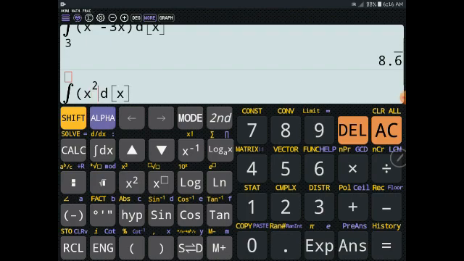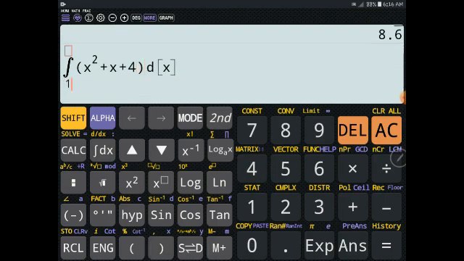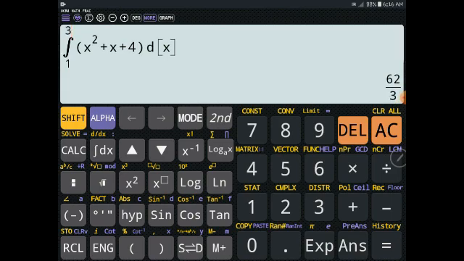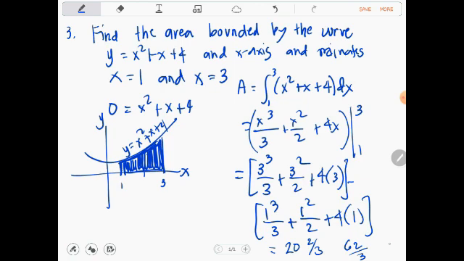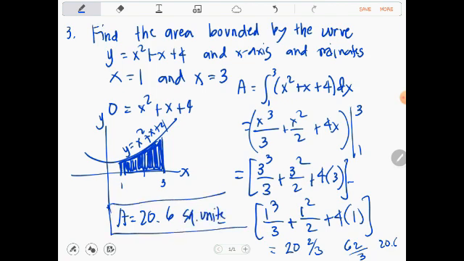So, integral of a quantity x squared plus x plus 4 close quantity, yung ating lower boundary na 1 up to the upper boundary na 3. So this will give us 62 over 3. Yung ating 62 divided by 3, that is equals to 20 2/3 or 20.6. Dito ko na lang. So area is equals to 20.6, bale 66667 yan. Square units. So that is our answer for the problem number 3.